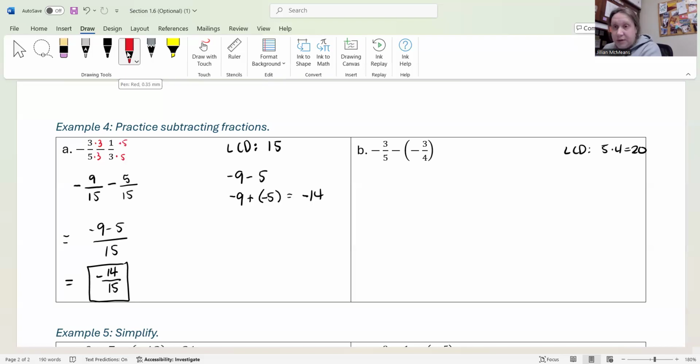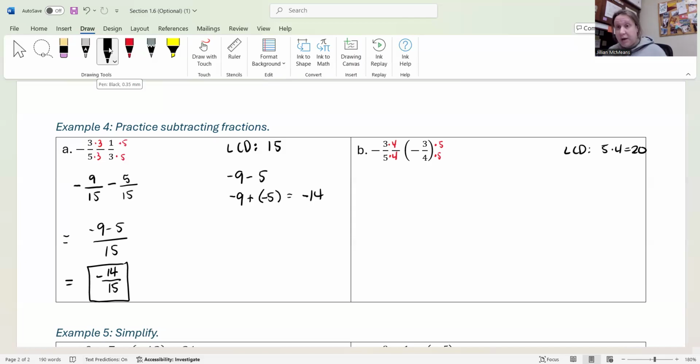So looking at 3/5, I need to convert 5 into 20. That means I would have to multiply 5 by 4. But if I multiply the 5 by 4, I also have to multiply the 3 by 4. Now looking at the second fraction, 3/4, what would I multiply 4 by to get 20? Well, I'd have to multiply it by 5. So if I multiply the denominator by 5, I have to also multiply the numerator by 5.